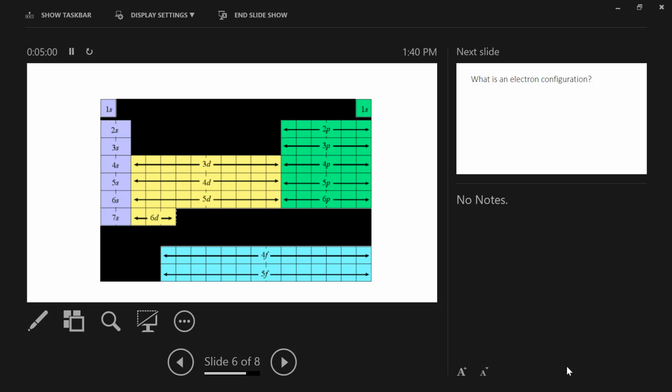2p, yeah. So remember, the second orbital type doesn't come till the second energy level. The third orbital type, being D, doesn't come until the third energy level. And the fourth orbital type, F, doesn't come until the fourth energy level. All right, so 2p, and how many electrons can the 2p subshell hold?